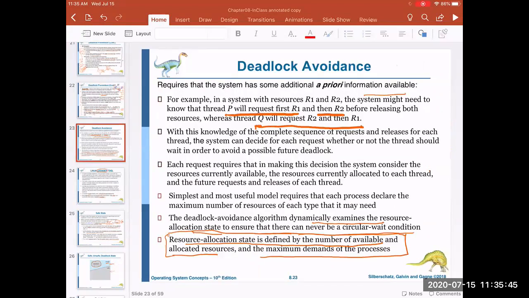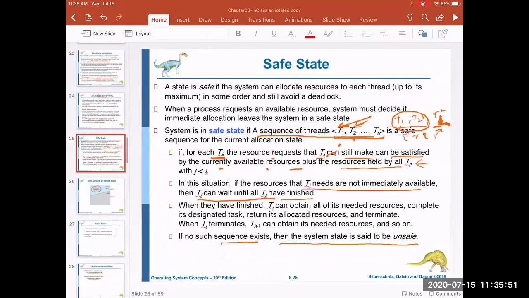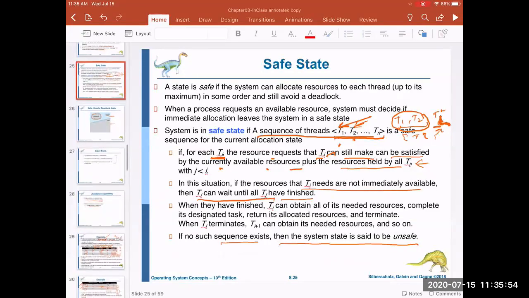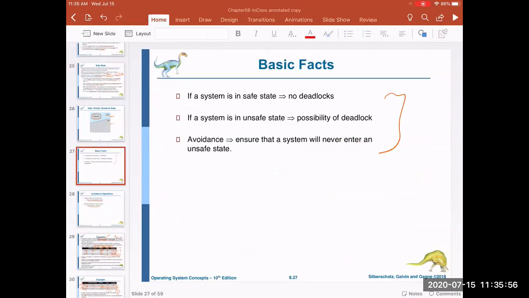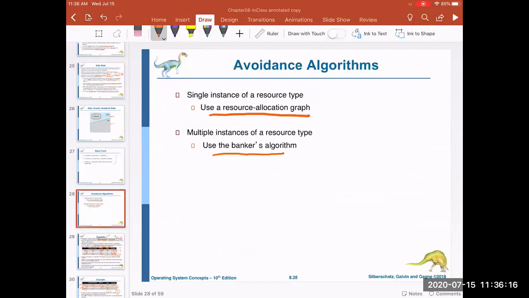Then we started a discussion about deadlock avoidance, and we discussed the safe state, which basically says that if the system is in a safe state, then there are no deadlocks. If it is in an unsafe state, then there is a possibility of deadlock. So avoidance is to ensure that the system will never enter an unsafe state. For that, we have a safety algorithm.